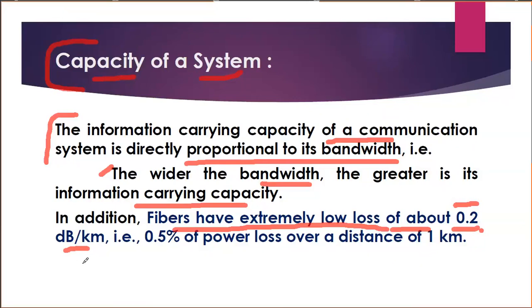If I convert this into percentage, that is 0.5 percent power loss over a distance of 1 kilometer. That means if you send your signal over a distance of 1 kilometer, 0.5 percent of the power which you supply in the beginning is going to be lost over this distance. But otherwise, simply consider the dB scale, because dB per kilometer is the perfect answer rather than the percentage. So you see, it's very, very small compared to the earlier case.